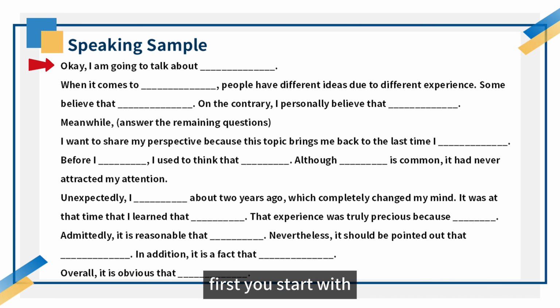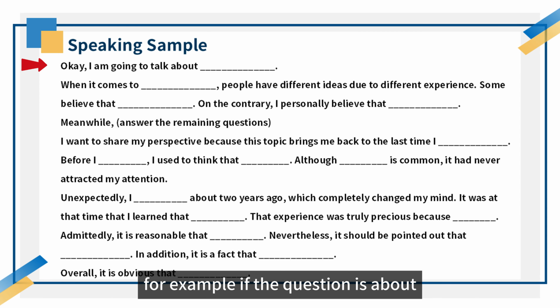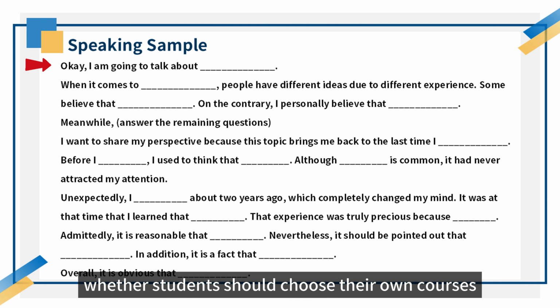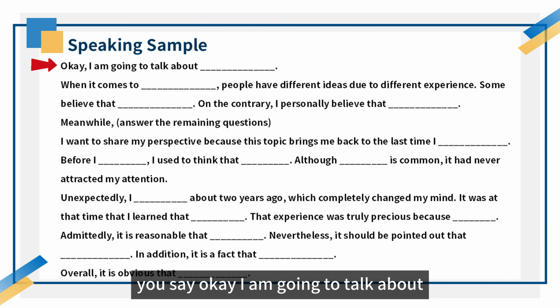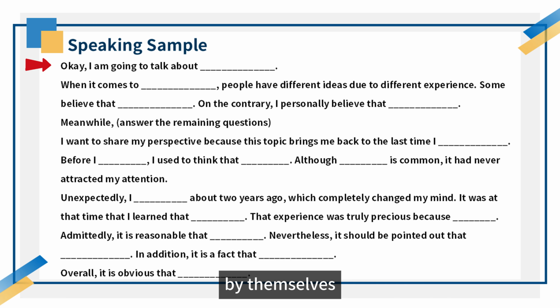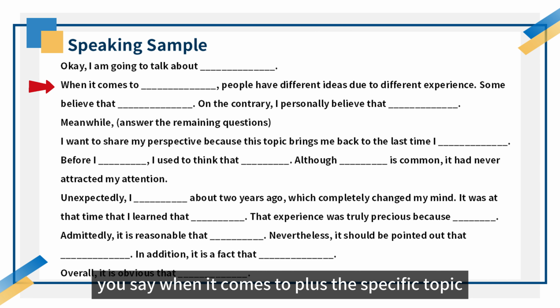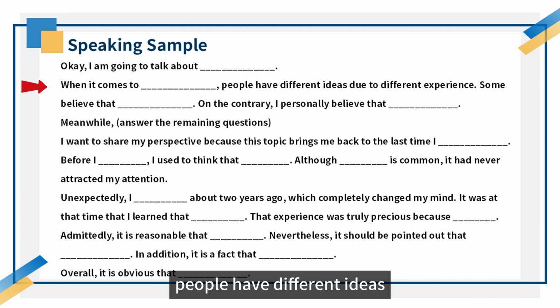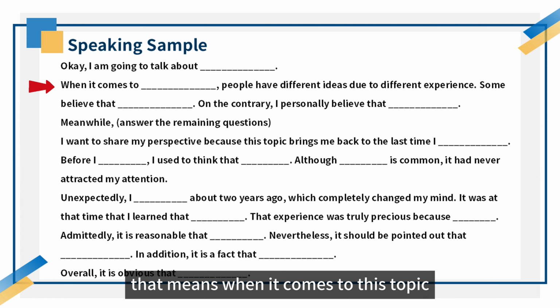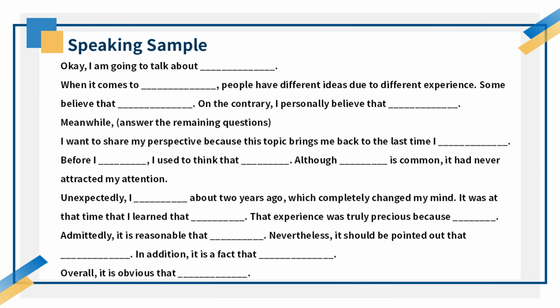First, you start with, I'm going to talk about plus the topic. For example, if the question is about whether students should choose their own courses, you say, I am going to talk about whether students should decide what to learn by themselves or follow school courses. The second part is background. You say, when it comes to plus the specific topic, people have different ideas due to different experience. That means when it comes to this topic, people think differently because of their different experiences.